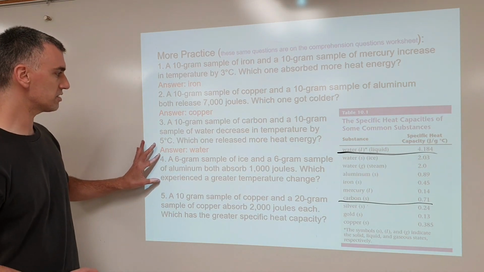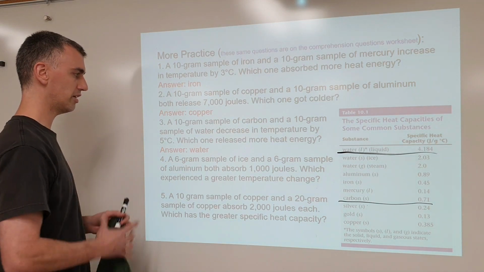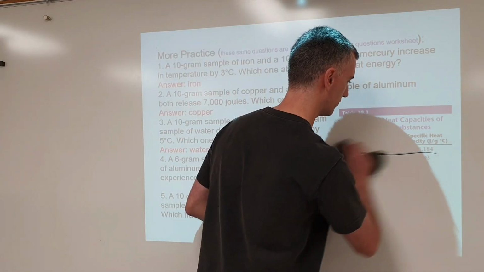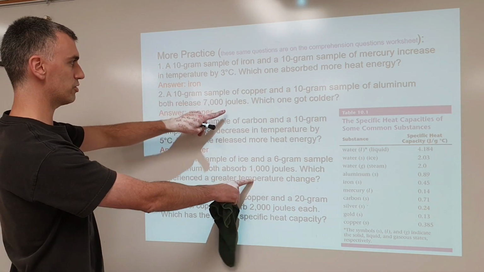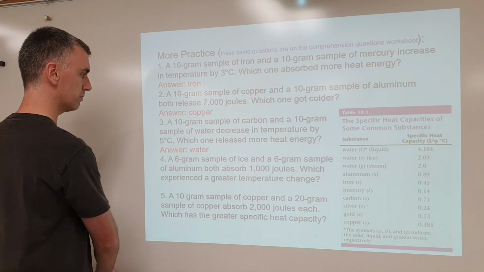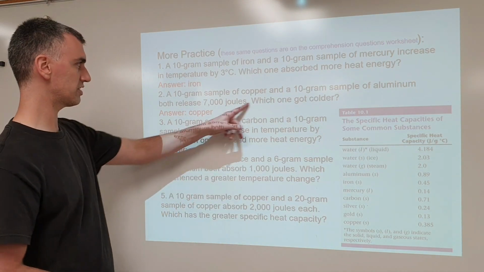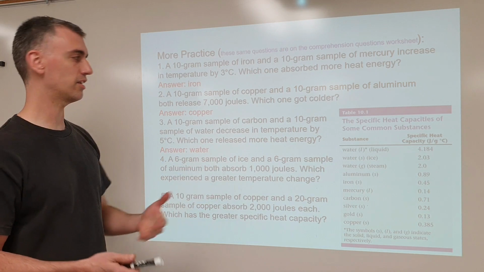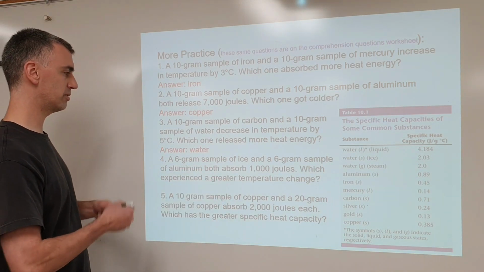Now this one here, a 6-gram sample of ice and a 6-gram sample of aluminum both absorb 1,000 joules. Again, we're giving you a certain number of joules, and we're asking about temperature change. So when it asks which experiences a greater temperature change, it's just like here, which one got colder? In other words, which one had the bigger temperature change? So you look at aluminum and ice.